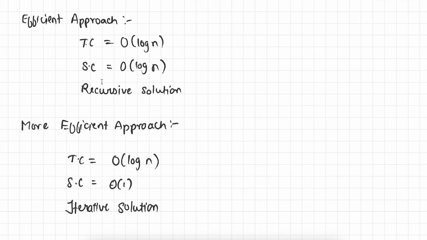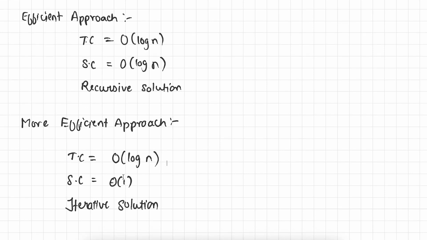Okay, in the previous approach, we saw an efficient approach to solve this problem. That approach took big O of log n time, and it also took big O of log n space, right? It was a recursive solution. But in this video, we are going to see a more efficient approach, which is going to take big O of log n time and only constant space because it is an iterative solution. Okay, so let's see how we do it.